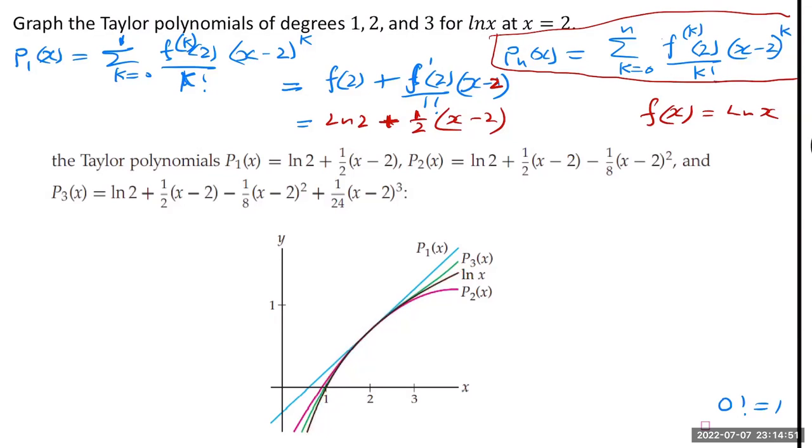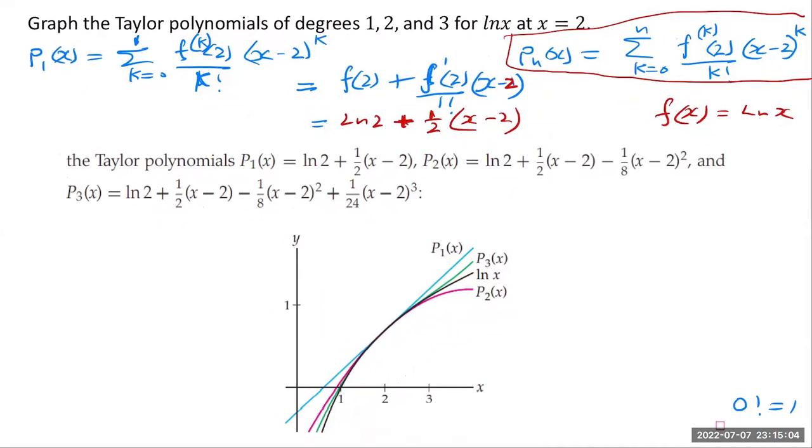Okay, so that's the idea. When you take your n to be bigger and bigger, you will see that your Taylor polynomial approximates the original function better and better. So that's the idea. Let's move on.